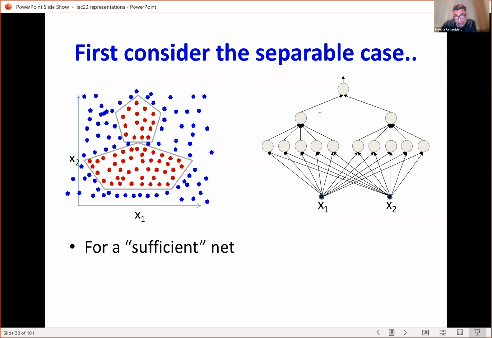So assume that you have a sufficient network. We've seen in our first lecture and the second lecture that for this double pentagon decision boundary, a network of this kind would suffice. You have this subnet with 5 first hidden layer neurons and the second neuron over here, which captures 1 pentagon. You have a second subnet, which captures the second pentagon. And then you have this final neuron over here, which sort of hovers over these 2 guys.